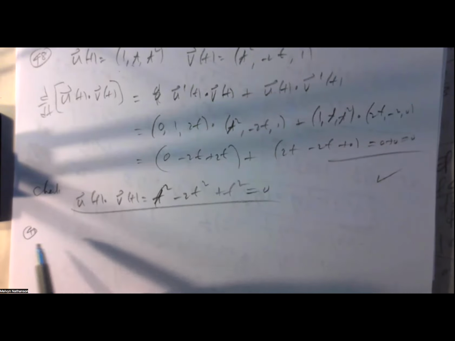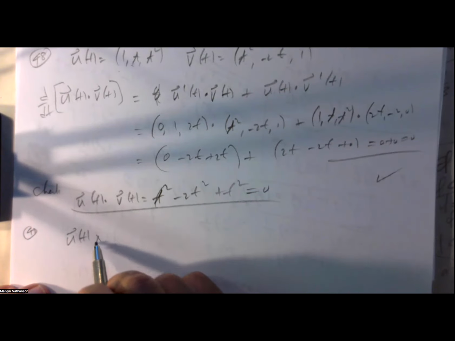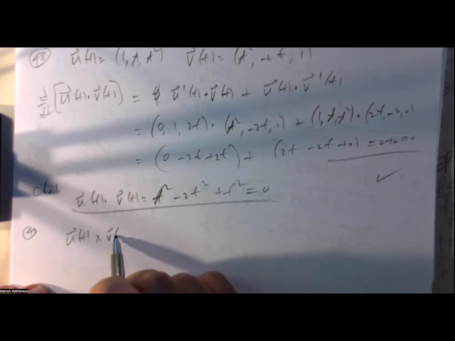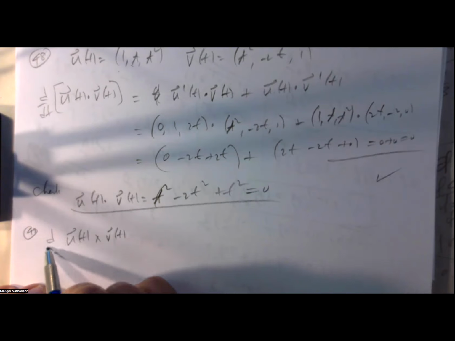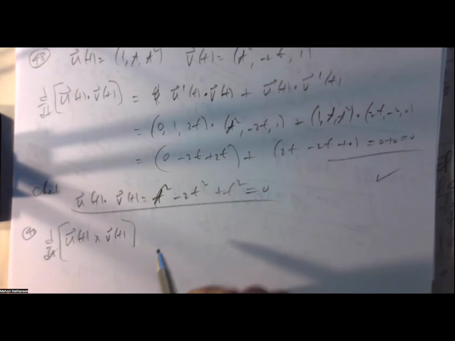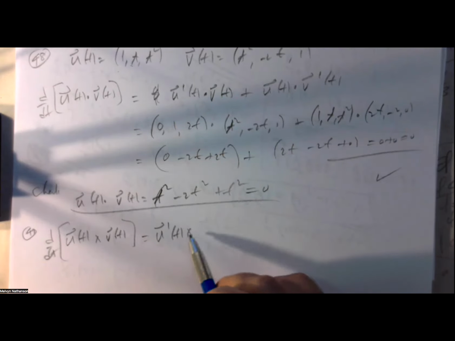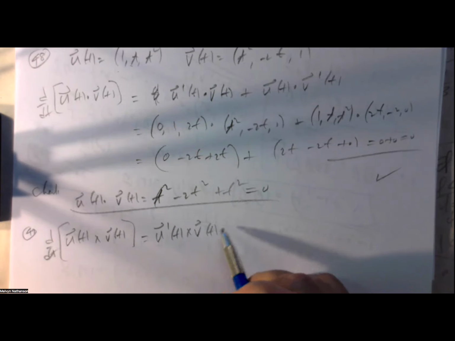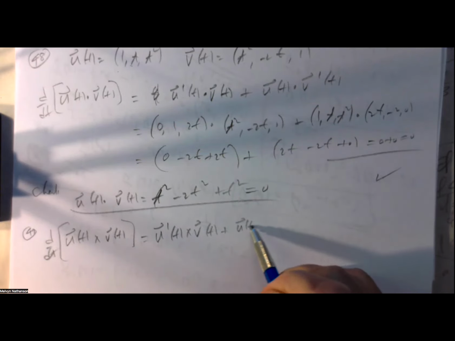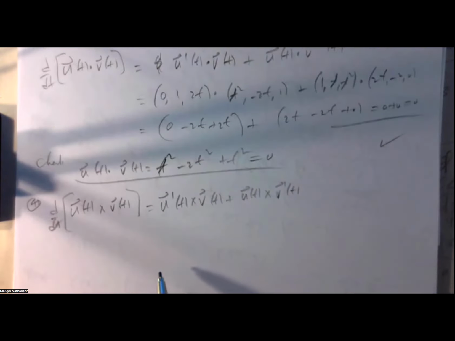Let's look at number 47. We want to differentiate the vector product, u cross v. So the formula says this is u prime cross v plus u cross v prime of t. So I have to compute these two cross products.